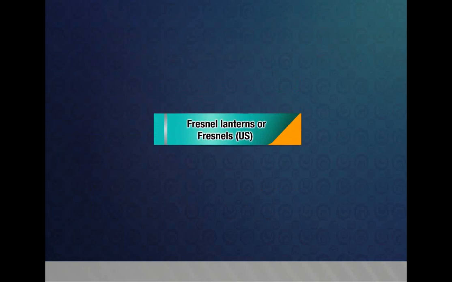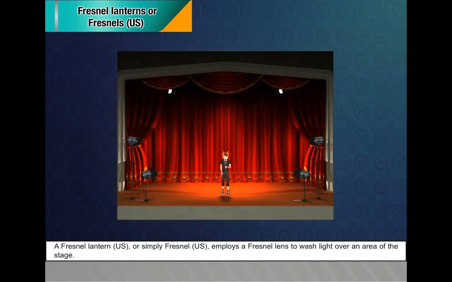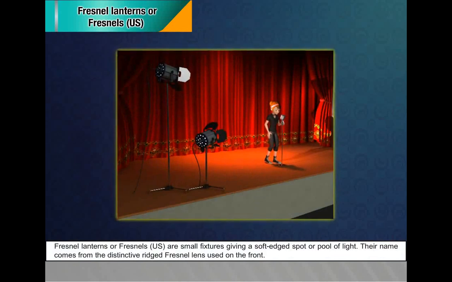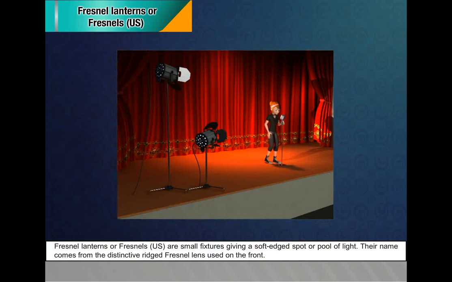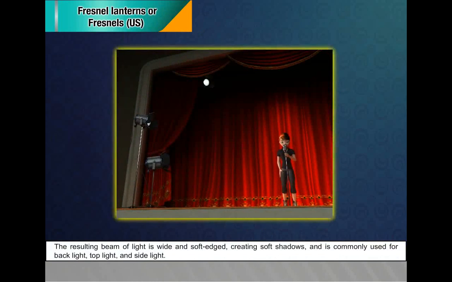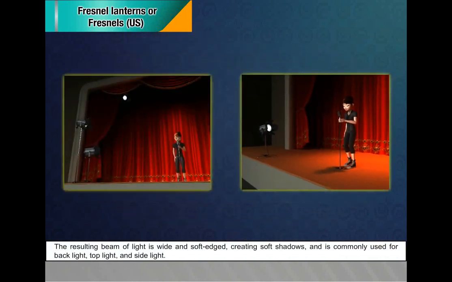Fresnel lanterns or Fresnels (US). A Fresnel lantern (US), or simply Fresnel, employs a Fresnel lens to wash light over an area of the stage. Fresnel lanterns are small fixtures giving a soft-edged spot or pool of light. Their name comes from the distinctive ridged Fresnel lens used on the front. The resulting beam of light is wide and soft-edged, creating soft shadows, and is commonly used for backlight, top light, and side light.